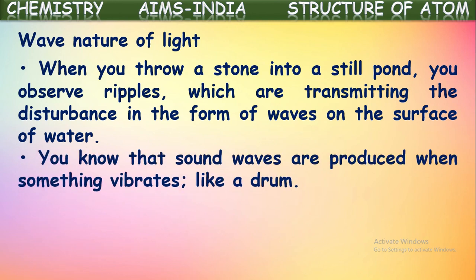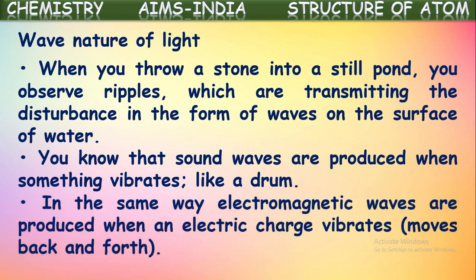You know that sound waves are produced when something vibrates. For example, like drums. When you hit the drums, some sound waves are produced. So when the drum is vibrating, it produces sound waves. In the same way, electromagnetic waves are produced when an electric charge vibrates.